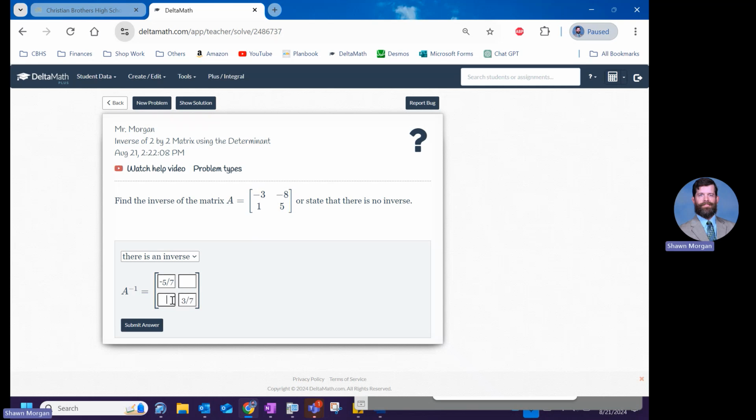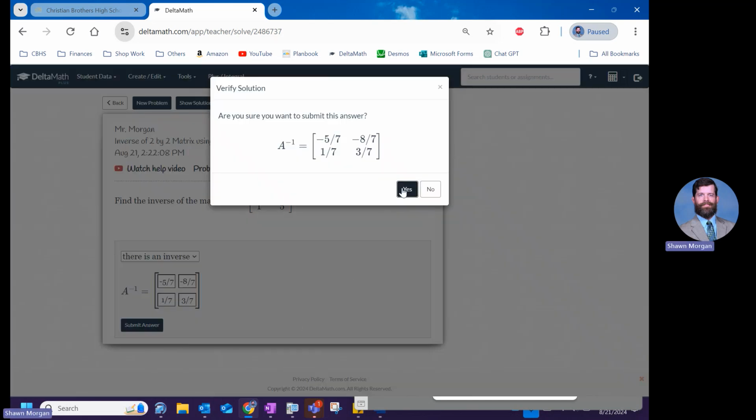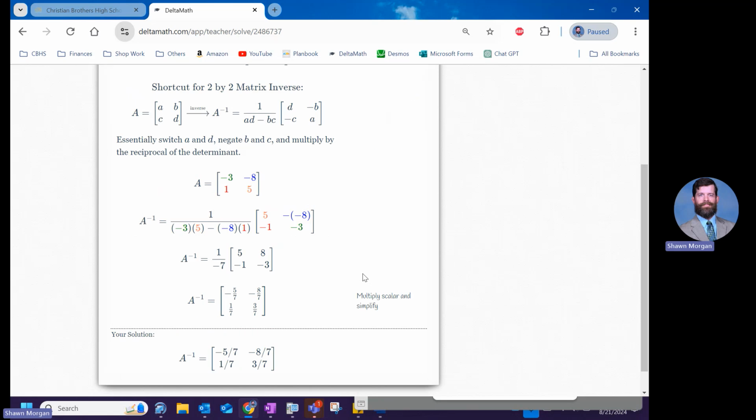And then these two, we're going to change the sign. So we got negative 1. Now, negative 1 times negative 1/7 will be 1/7. And then this one becomes positive 8. Now, what's 8 times negative 1/7? Negative 8/7. And we check answer. And they say, good job, Coach Morgan. You did a fantastic job. And they walk you through the process.